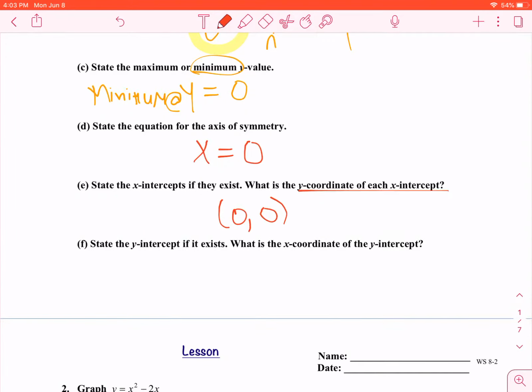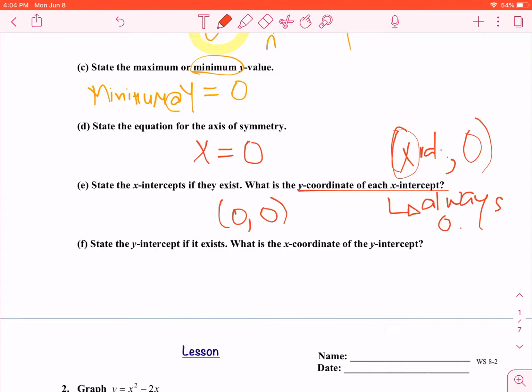What is the y-coordinate of each x-intercept? Always 0, because it will be x-intercept, comma, 0. Or x value, maybe that's a little bit more precise. X value, and then comma 0. Okay?